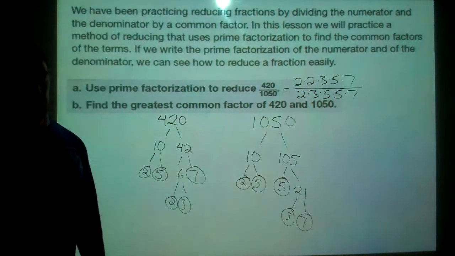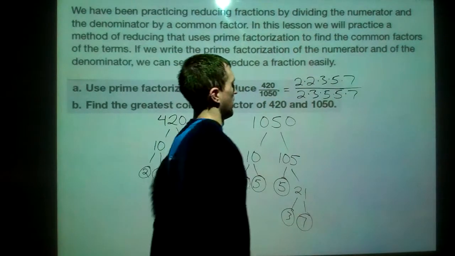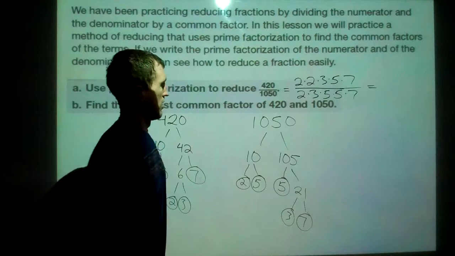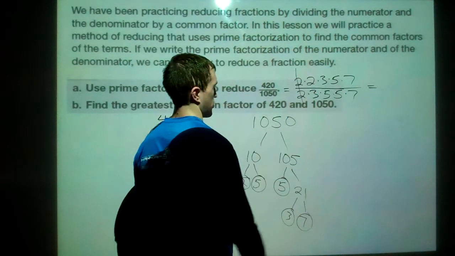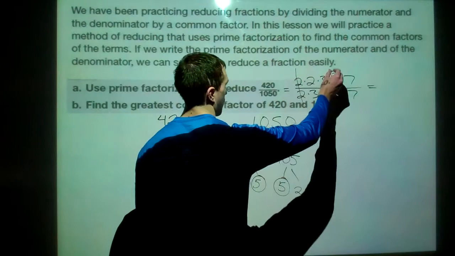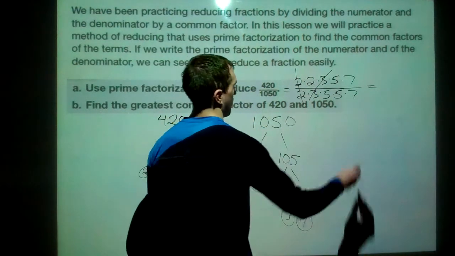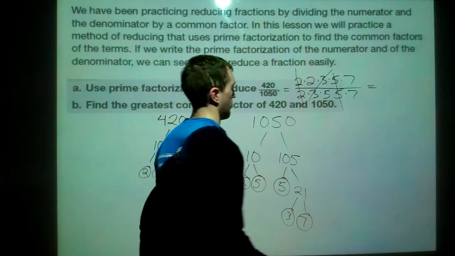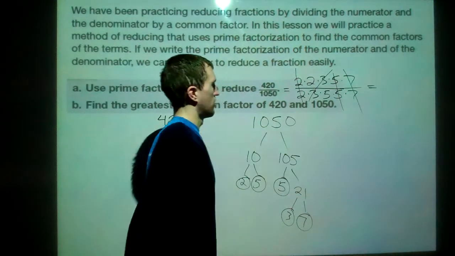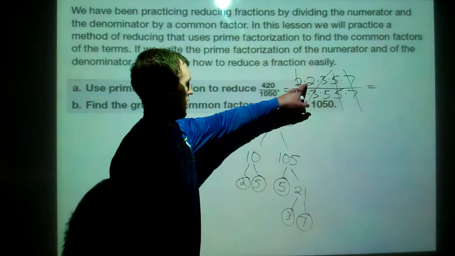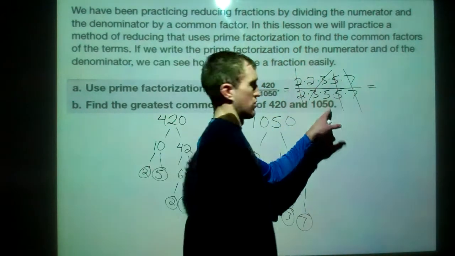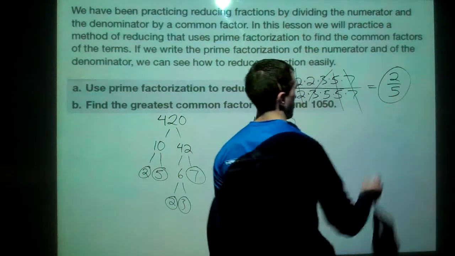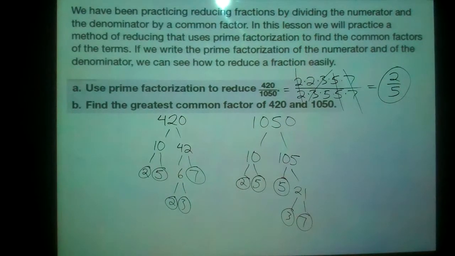Now from there we're going to do what we call canceling, and any of the pairs that we have, top and bottom, we can cancel out. So 2 over 2, that's just 1. 3 over 3, that's 1. 5 over 5. And it looks like 7 over 7 as well. So what do we have left? We have a 2 left, and we have a 5 left. So it looks like this reduces to 2/5. So that's one way we could reduce that fraction.